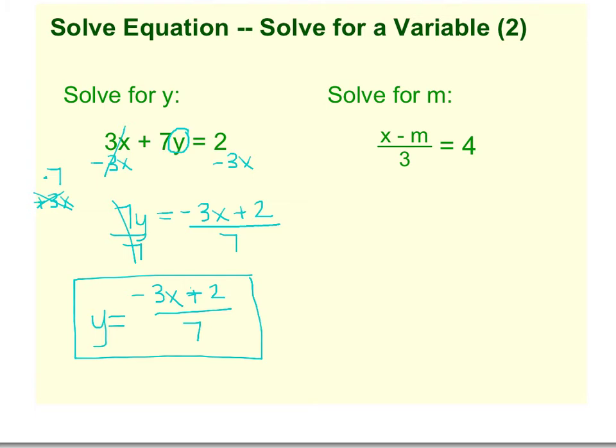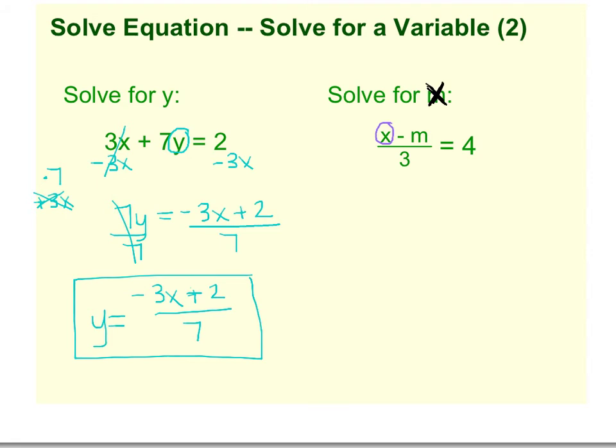All right, this next example actually has a little bit of a typo. It says solve for m. I meant for that to say solve for x. All right, so we have x minus m divided by 3 equals 4. So first thing we do is we find the variable. Here's x. Now, this one's a little bit different because we have this whole thing is divided by 3.